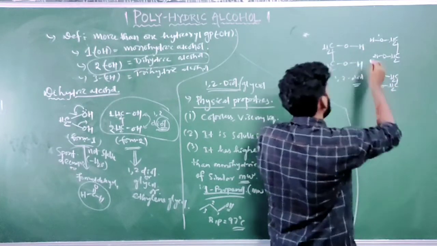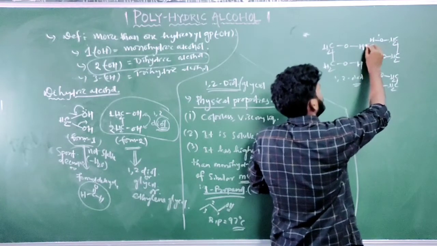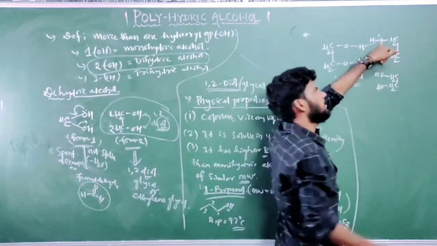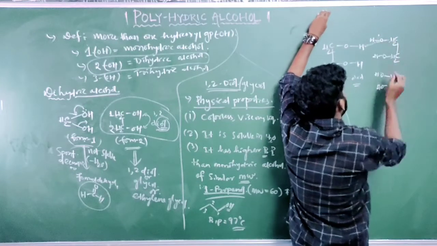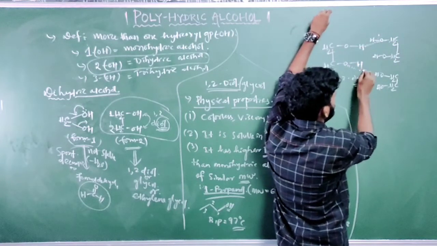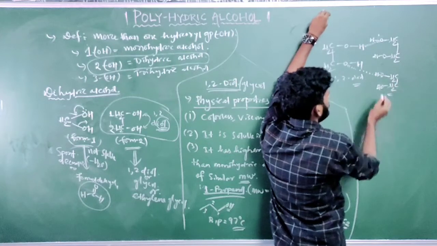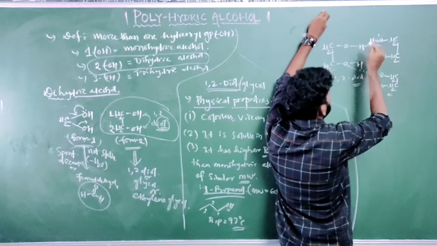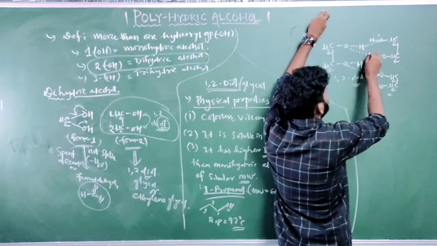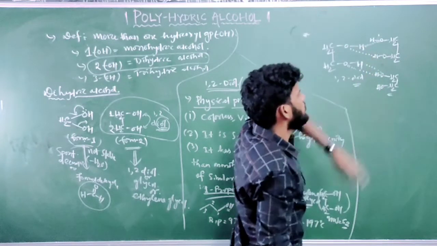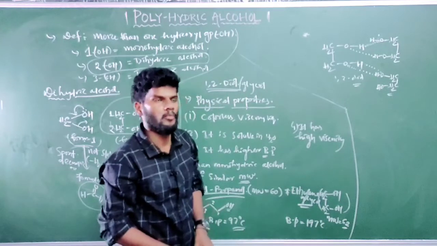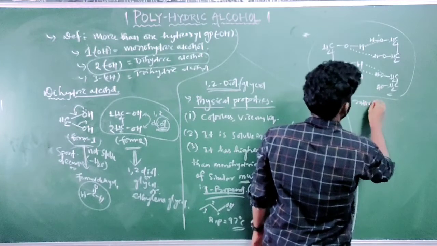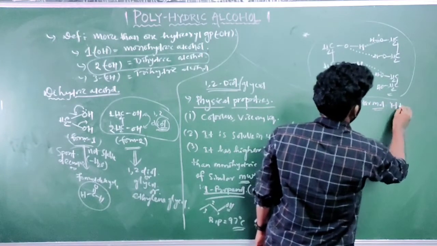You can see the hydrogen atom of one molecule of 1,2-diol is bonded to the oxygen, the electronegative element, of another molecule of 1,2-diol. Similarly, this oxygen gets attached to this hydrogen of this 1,2-diol, and this hydrogen gets attached to the oxygen here, and here also this hydrogen is bonded to this oxygen. In this way there is intermolecular hydrogen bonding. This is the main reason behind all the physical properties.